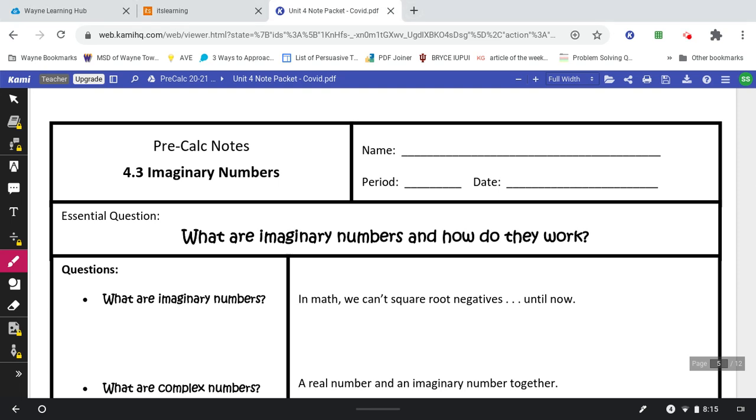These are the 4.3 notes for pre-calc. We are going to talk about imaginary numbers today. So the first question is, what are imaginary numbers? In math, we know that we can't square root negatives until now. We did this a little bit back in Algebra 2.